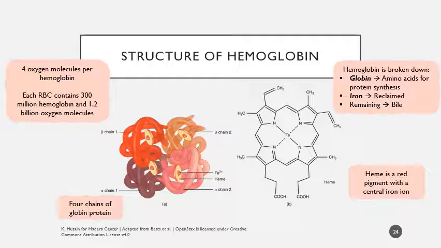When hemoglobin is broken down and digested, when the red blood cell comes to the end of its life, the globins get recycled and broken down into amino acids for protein synthesis. The iron is reclaimed, and then the remaining goes towards bile.